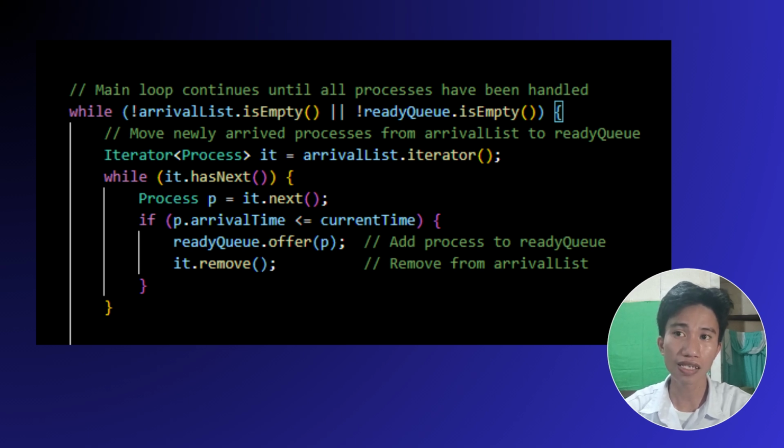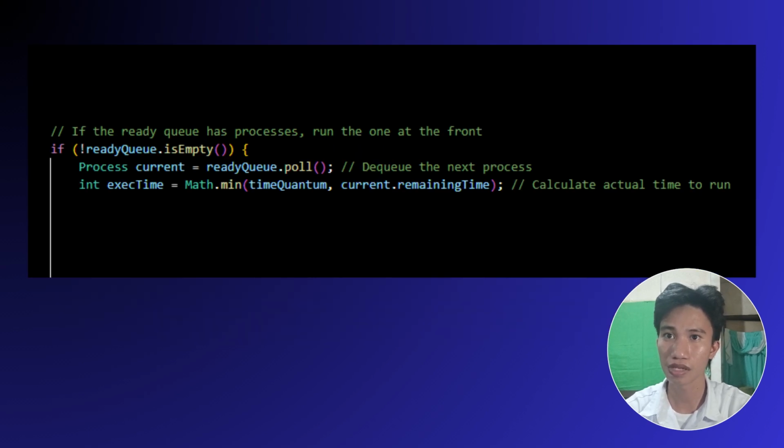Scan for new arrivals, add them to the ready queue, and remove them from the arrival list. We iterate over the arrival list to find any process that has arrived. If the arrival time is less than or equal to the current time, we add it to the ready queue. Now get the next process to run for the time quantum or less. If there are processes ready, we take one from the queue and calculate how long it should run, whichever is smaller, its remaining time or the time quantum.